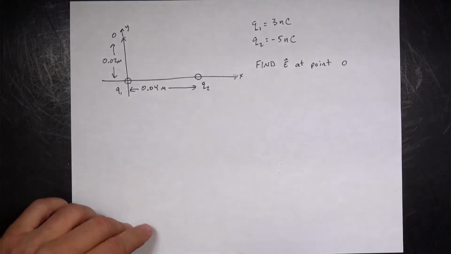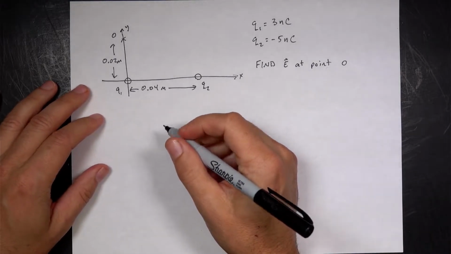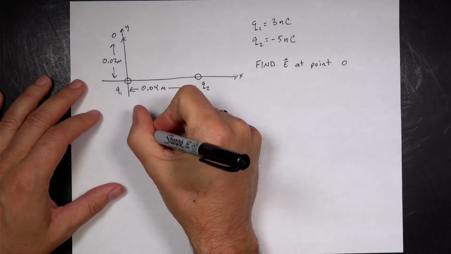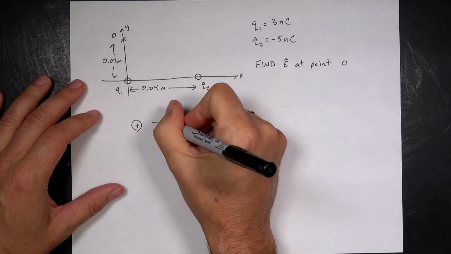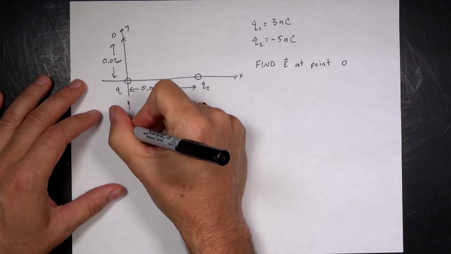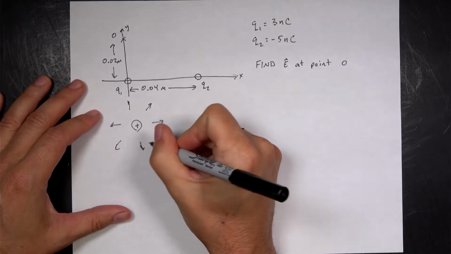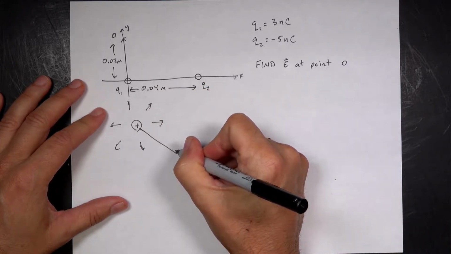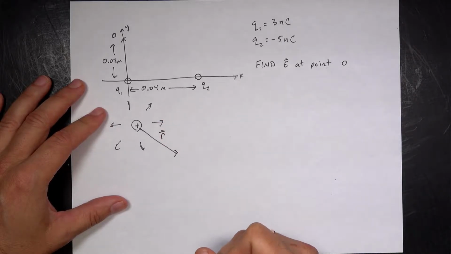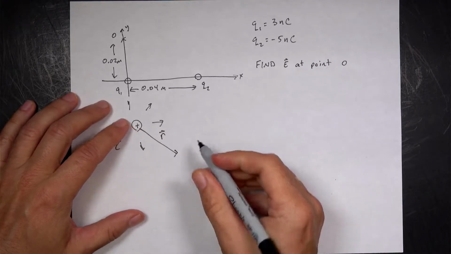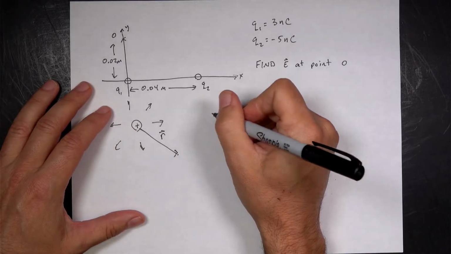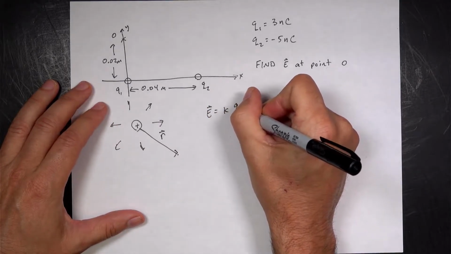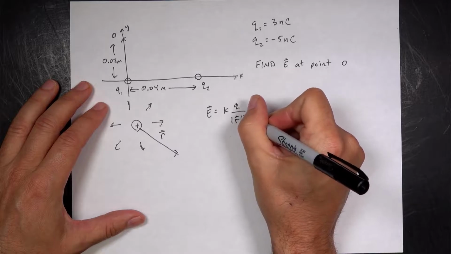The first thing we need to remember is the electric field due to a point charge. Say we have some positive charge right here. The electric field points away from it because it's positive. If I have some vector location, I'll call it R, the vector from the point charge to where I want to find the electric field, I can use the following equation: the electric field vector is K times Q over the magnitude of R squared, times R hat.